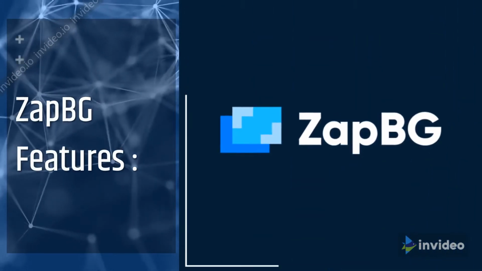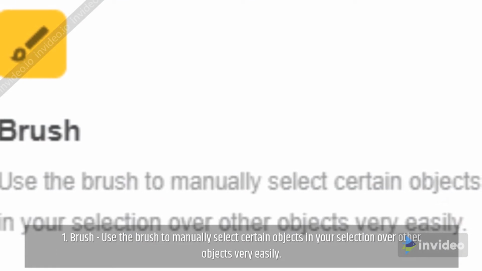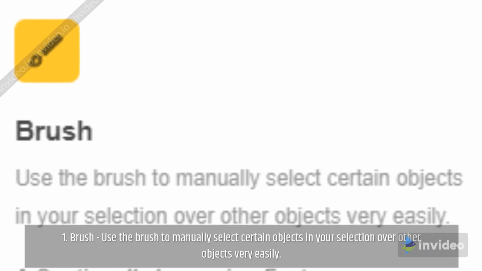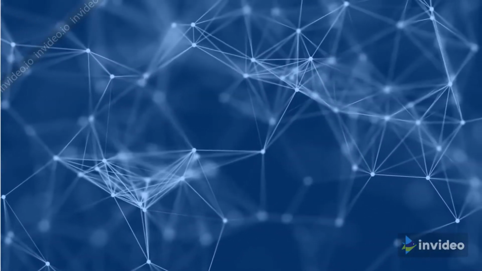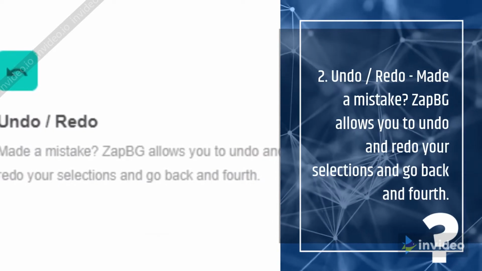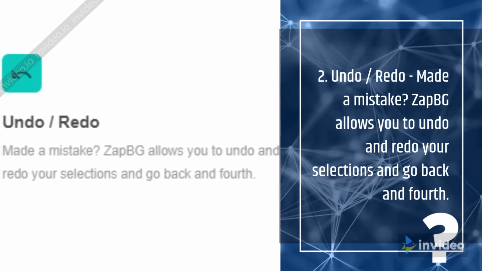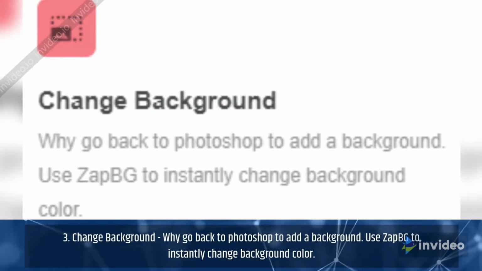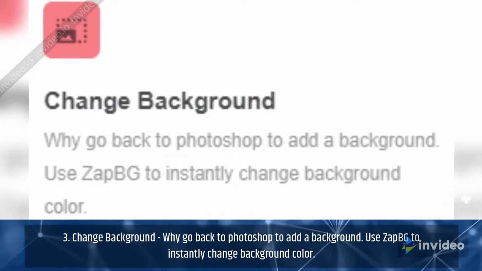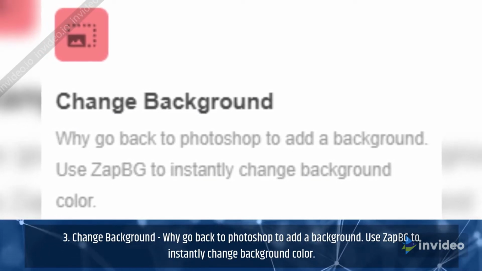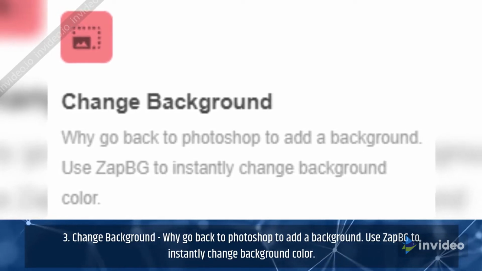ZapBG Features. 1. Brush. Use the brush to manually select certain objects in your selection over other objects very easily. 2. Undo, redo, made a mistake. ZapBG allows you to undo and redo your selections and go back and forth. 3. Change background. Why go back to Photoshop to add a background? Use ZapBG to instantly change background color.